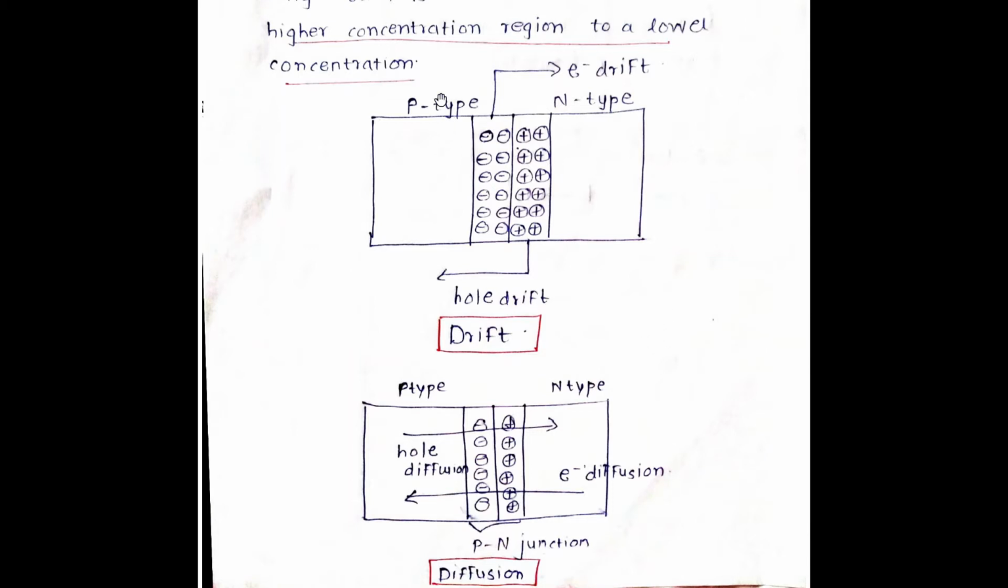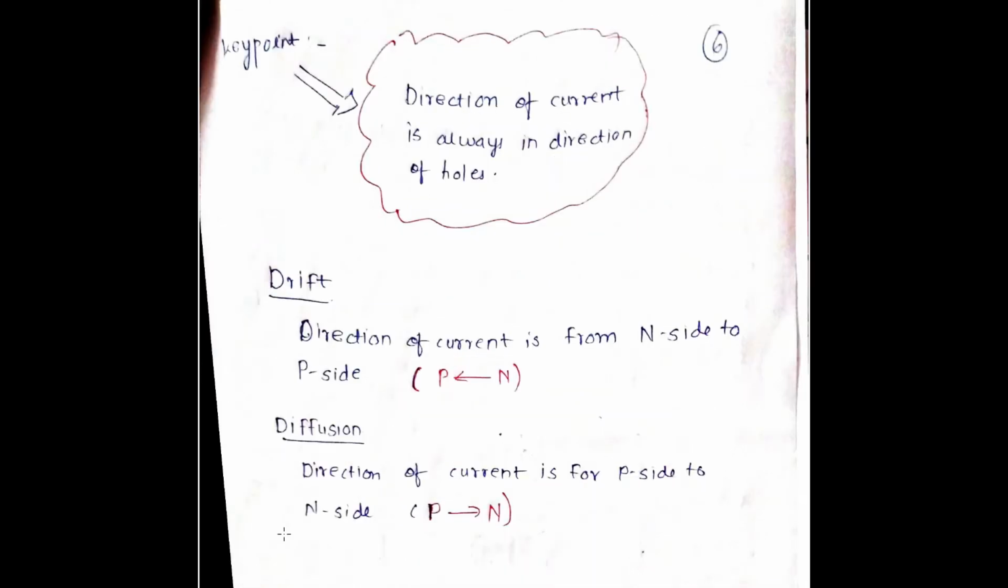The holes are a major part of p type, so they move towards the left. The electrons are a major part of n type, they move towards the right. But in case of your diffusion, the holes will move towards the right side and the electrons will move towards the left side. So the direction of current is always in the direction of holes.